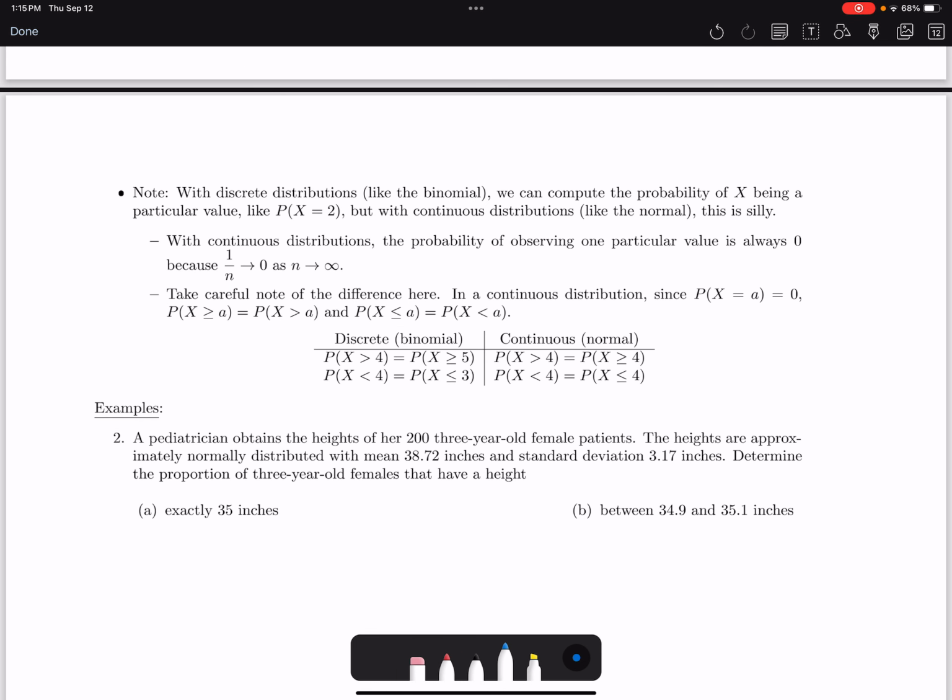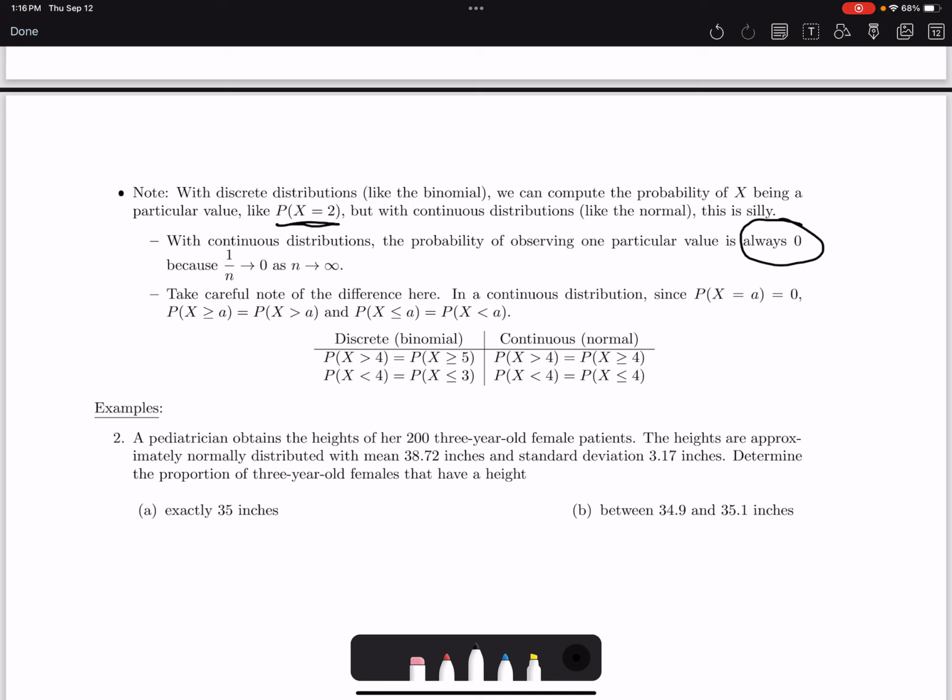Let's look at a few more examples. I need to mention this, and it is very important. With discrete distributions like the binomial, we could always compute the probability of x being a particular value, like the probability x equals 2. But with continuous distributions like the normal, we can't do this. With continuous distributions, the probability of observing one particular value is always 0. The reason is that since x is continuous, there will be infinitely many possibilities.